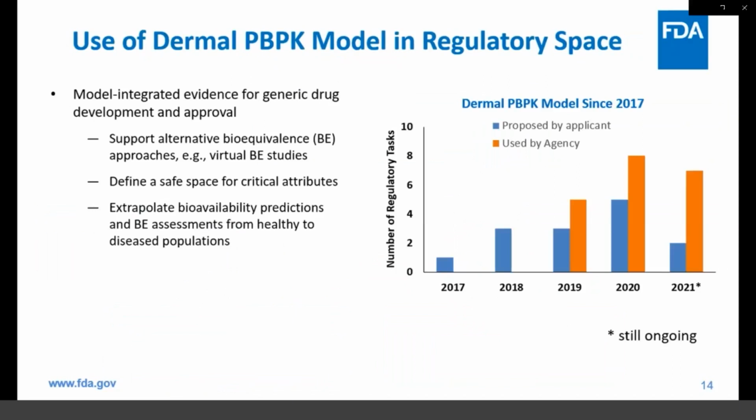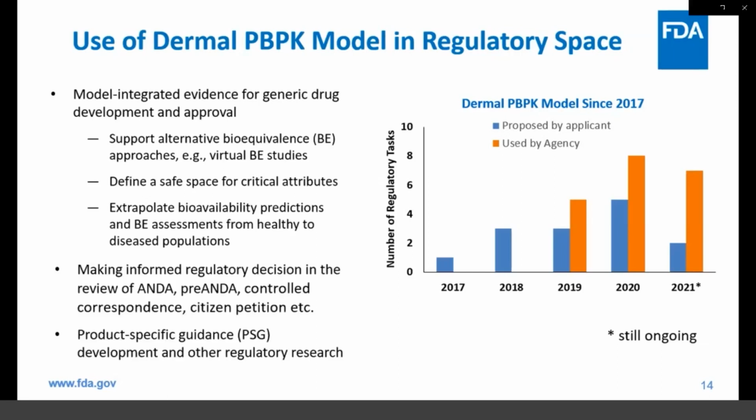The blue bar in this graph shows the number of regulatory submissions since 2017, where the applicant have provided PBPK model in their applications such as pre-NDA meeting package, and applications, control correspondence, etc. And the orange bar in this graph shows the regulatory task where the applicant did not submit PBPK modeling in their applications, but the agency has developed PBPK model and used it to guide regulatory decisions.